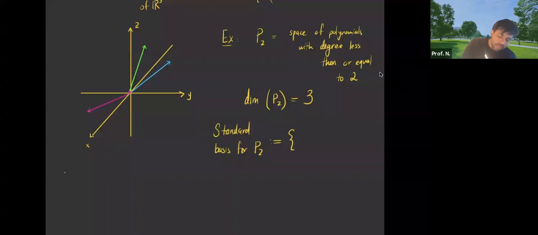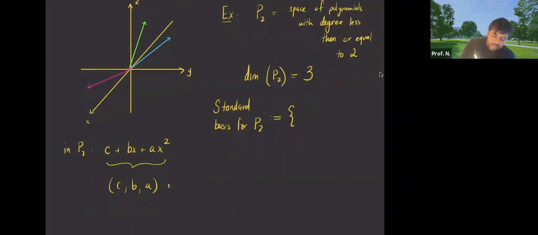So something in P2, right? In P2, what do we have? We have something that looks like this. Normally we write it AX squared plus BX plus C, but let's just switch around: C plus BX plus AX squared, right? We can treat this as a vector, CBA. But CBA lives in what? It is in R3.